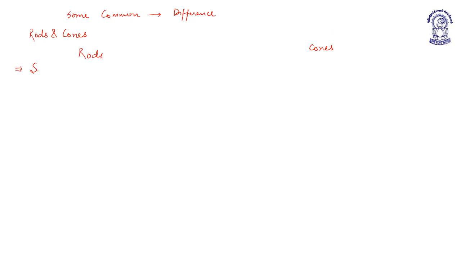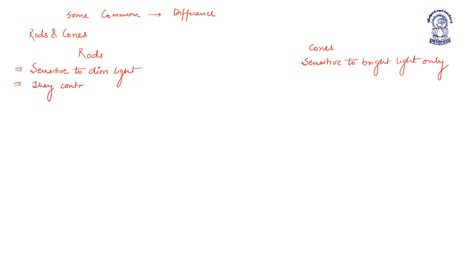Rod cells are sensitive to dim light. They have a pigment known as visual purple, rhodopsin. Cone cells are sensitive to bright light. Rod cells contain rhodopsin, a pigment formed from retinal, which comes from vitamin A.